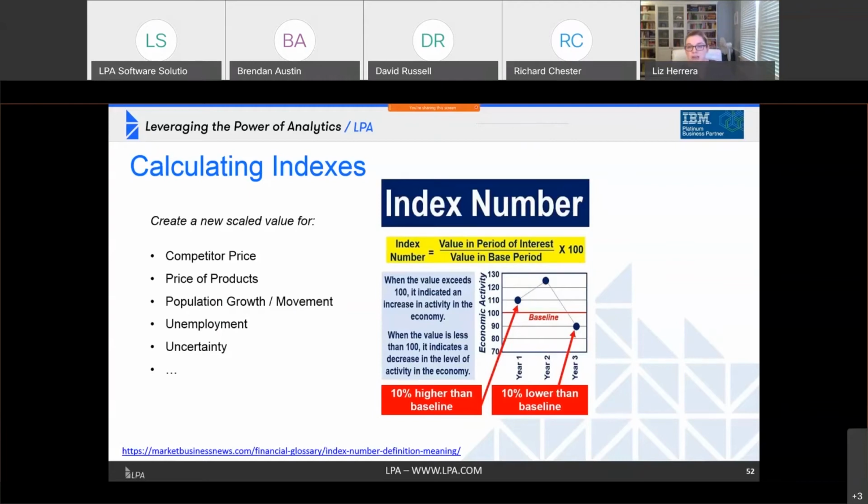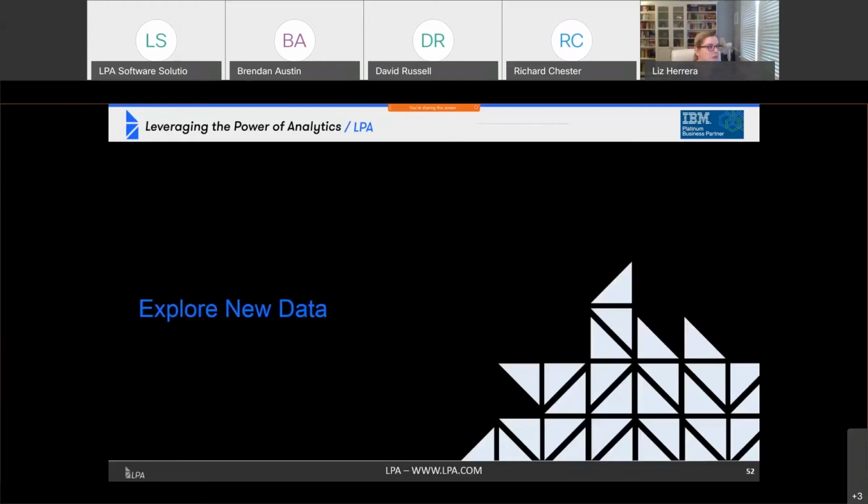Again, from a modeling standpoint, I'd have a little more confidence in the index than the actual value, and that's really the point here, that while the actual value has fluctuated, calculating something in index basically normalizes the data for you within a period of time, so that you're not going to see these wild fluctuations. You're actually looking at apples to apples. Some others, population growth and movement, unemployment, uncertainty, those are things that could also be calculated, and I'll talk about how you can get that information in the next couple of slides by exploring new data.